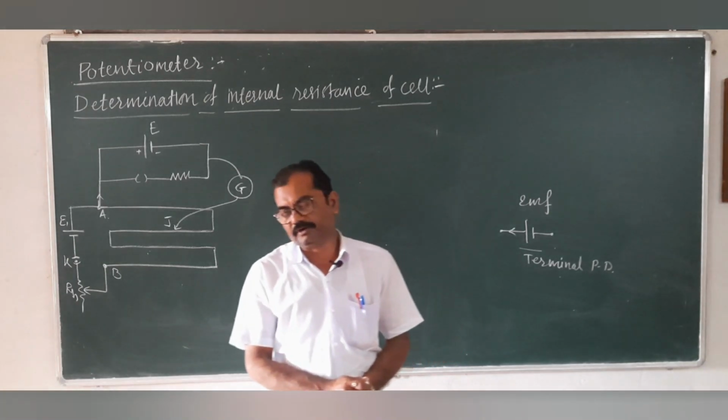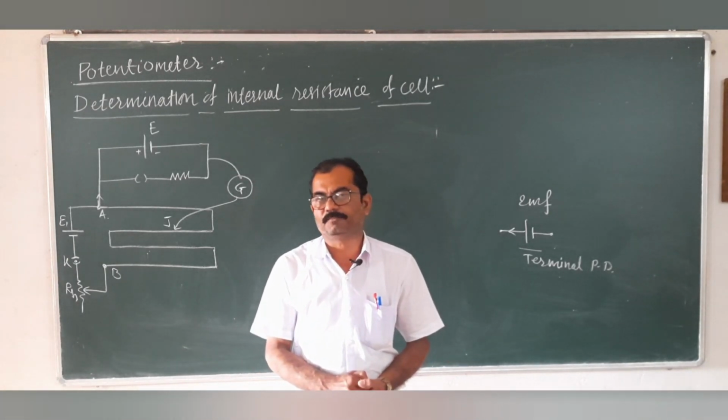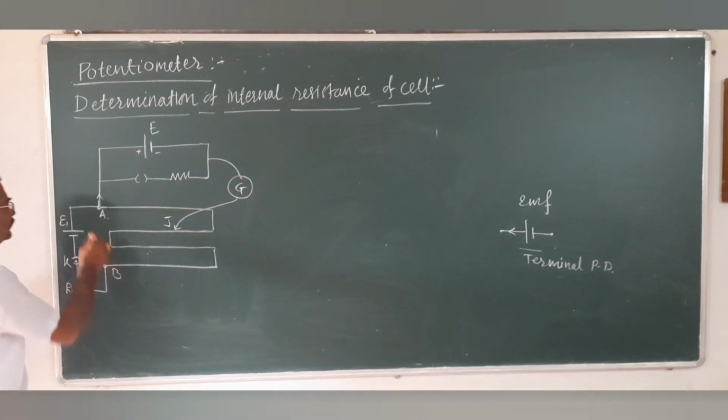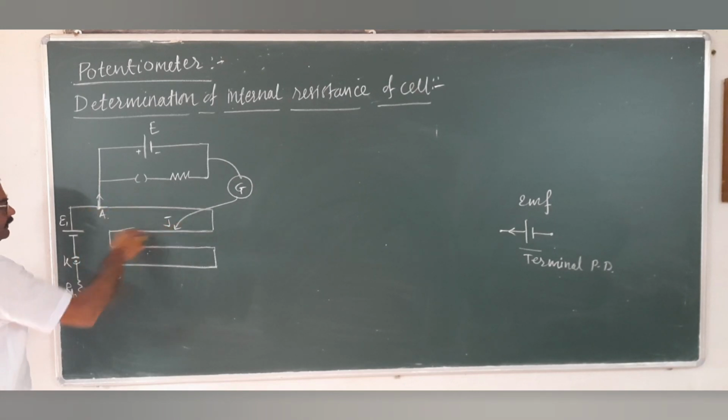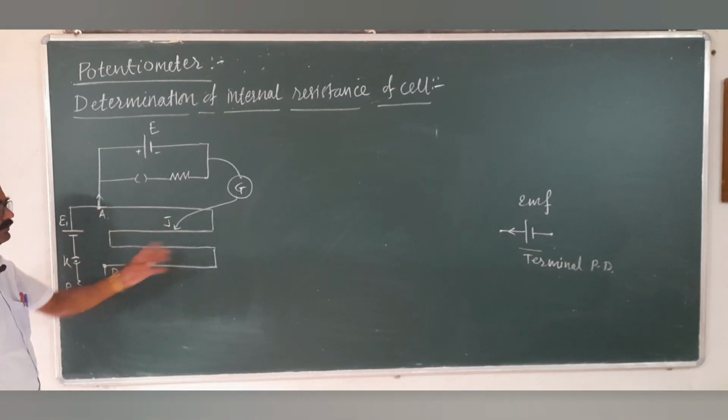So here, to determine the internal resistance of the cell by using that potentiometer, again the required circuit diagram is as shown in the figure. Along the potentiometer wire AB, a cell of EMF E1, key K and rheostat RH are connected in series as shown in the figure.